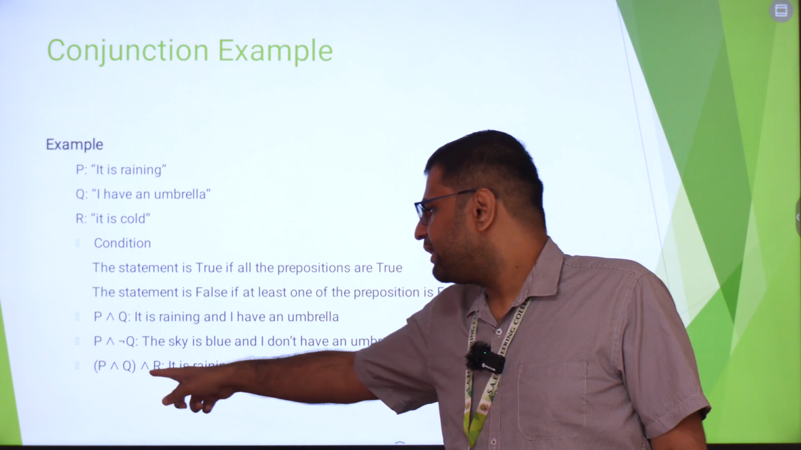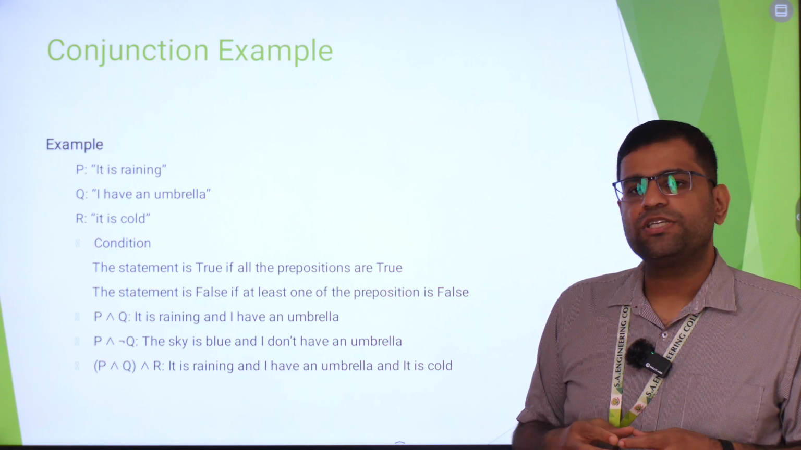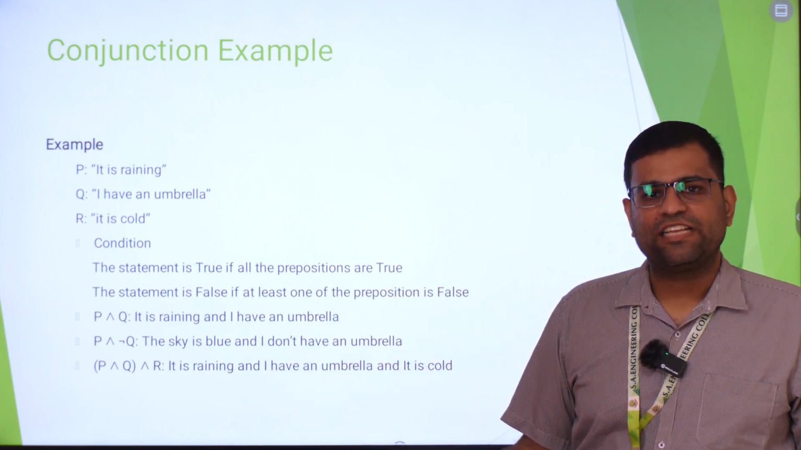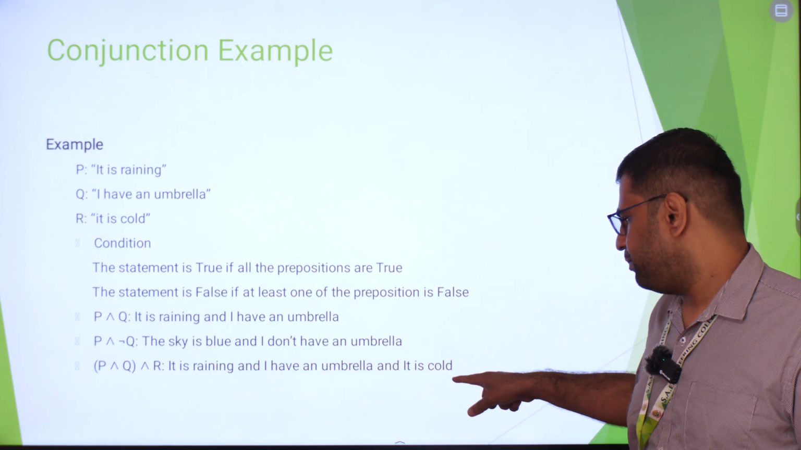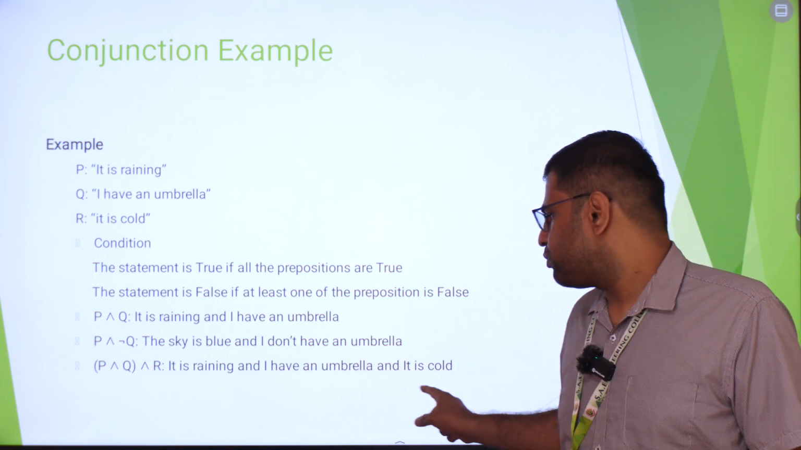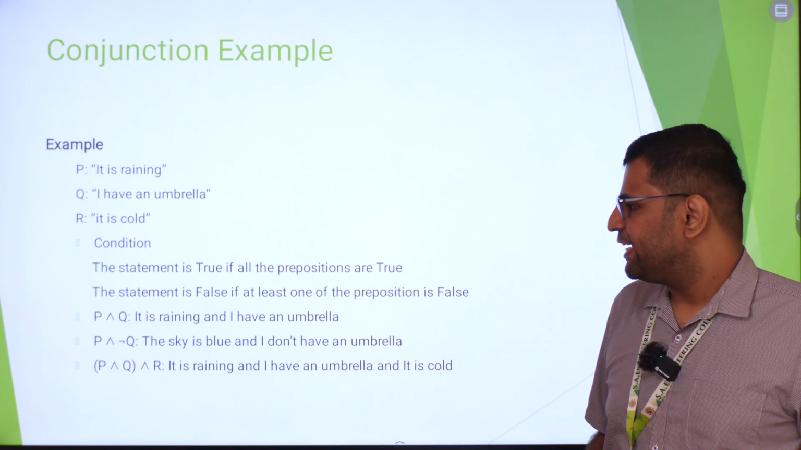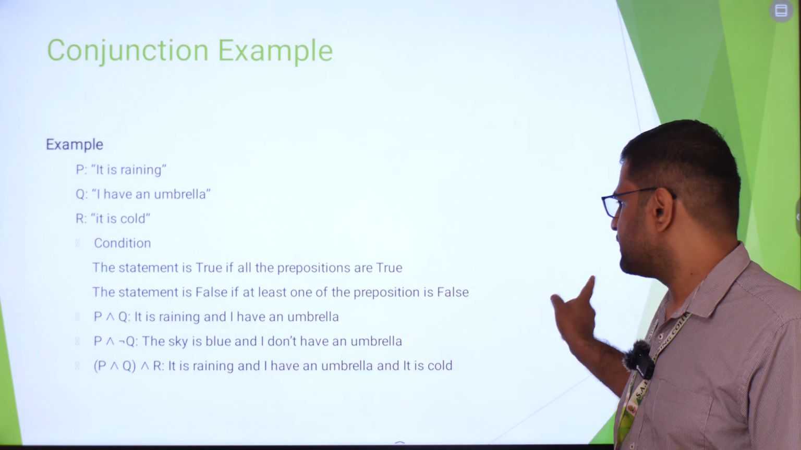We can also have three propositions, and with three propositions, each one of the propositions should be true for the entire expression to be true. So it should be raining, I should have an umbrella, and it should be cold. If any one of these statements is false, then the entire expression is false. That's how the conjunction works.